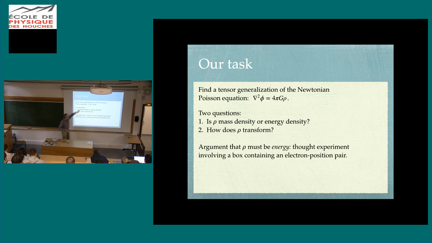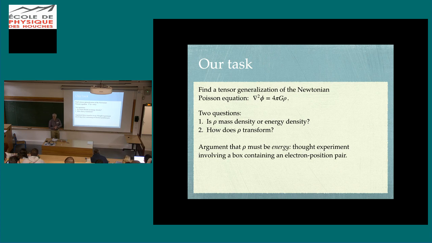And so we first have to ask, is it a mass density or is it an energy density? And then how does the density transform as you go to different reference frames? That'll tell us what kind of a tensor quantity we're looking for. Is this a relativistic scalar? Is it, as it was in electricity and magnetism, the charge density turned out to be the time component of a 4 vector? What is this? That's what we have to decide. So first of all, let's deal with that first question.